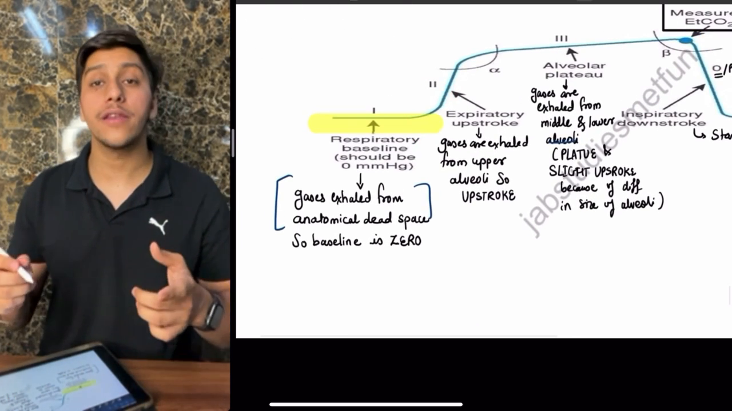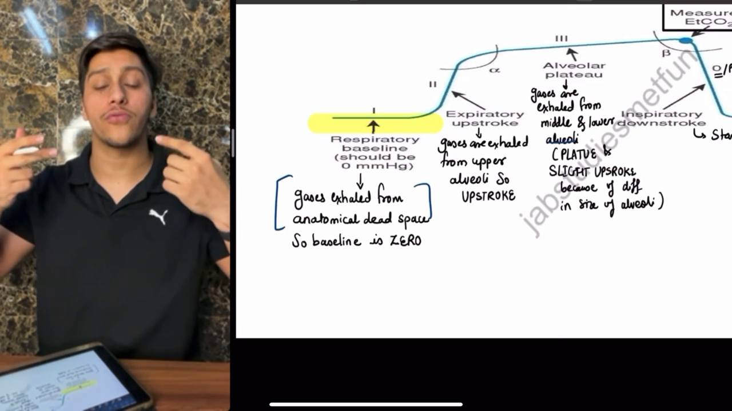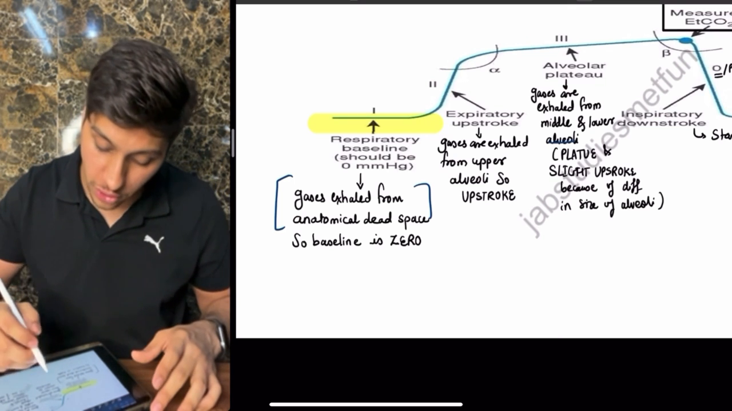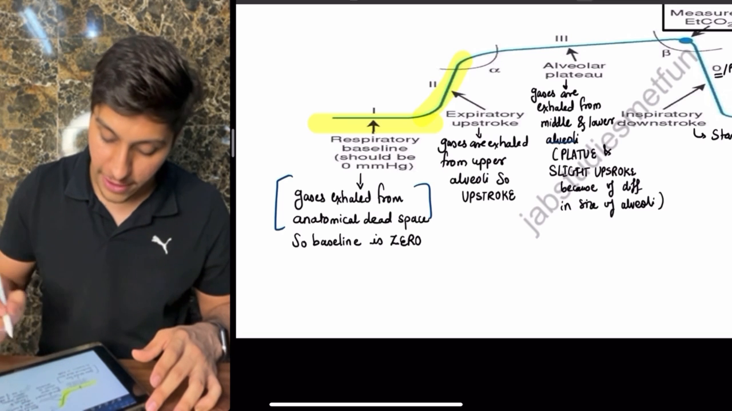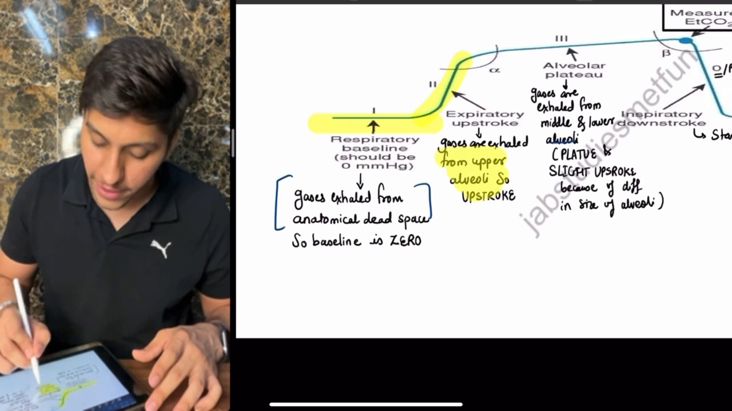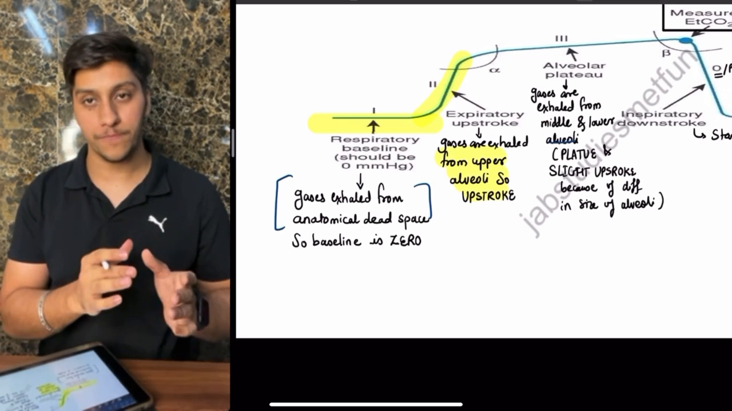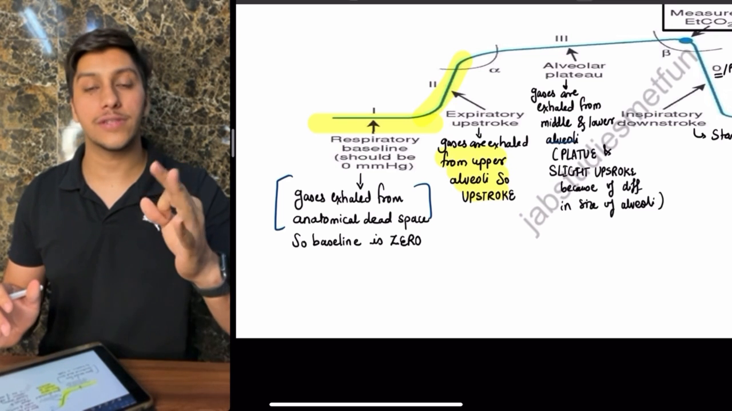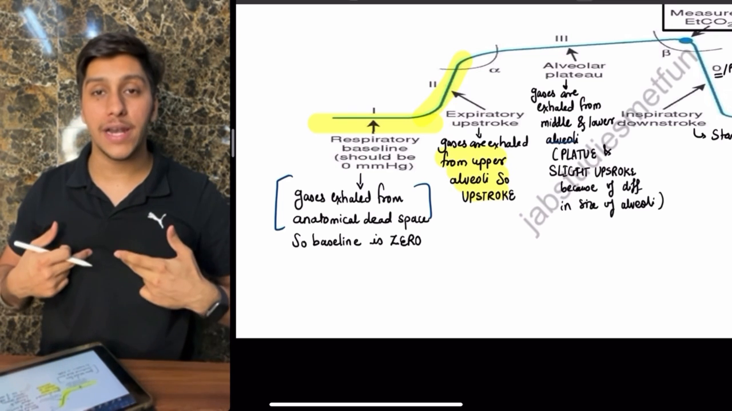Then the carbon dioxide is going to come out from the upper lobes. That is why you're going to have a sudden upstroke. So gases are exhaled from the upper alveoli, which will be your expiratory upstroke. That is phase 2. Phase 3 is in which the air is going to come out from the middle and the lower airways.